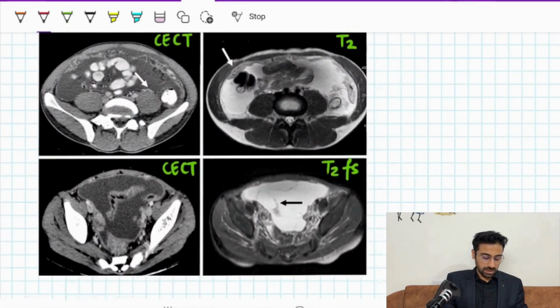Now you can see here by the arrows that I have marked that there is peritoneal thickening which shows subtle nodularity. Also anteriorly, this is peritoneum. Anteriorly, this is the omentum. The omentum shows nodular thickening. This is known as omental caking.